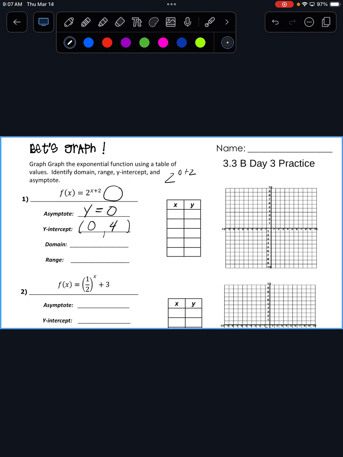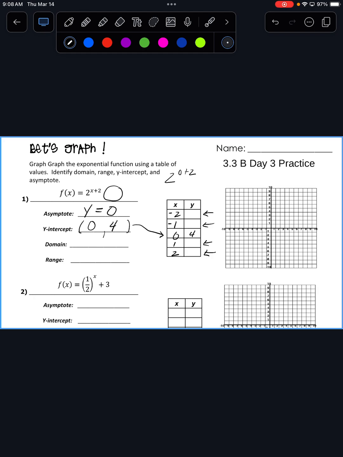Okay? So with my y-intercept, I'm going to put it right here into the center of my table, which is 0, 4. So above it, I'm going to put my 2 values to the left on the number line, and below it, I'm going to put my 2 values to the right. Now, I'm going to need to solve for 4 more values using my function of 2 to the x plus 2 power.